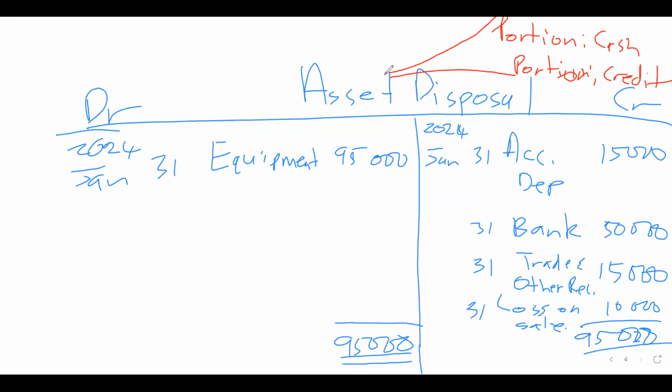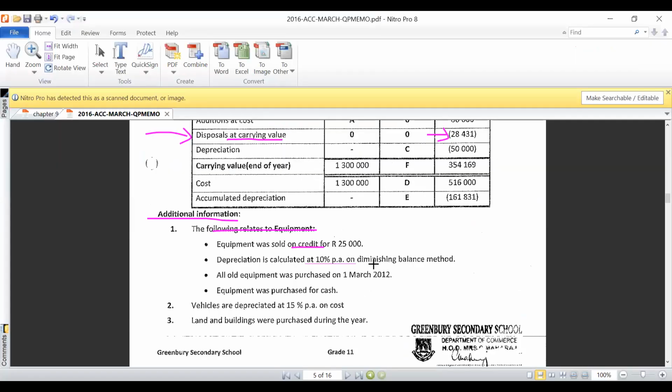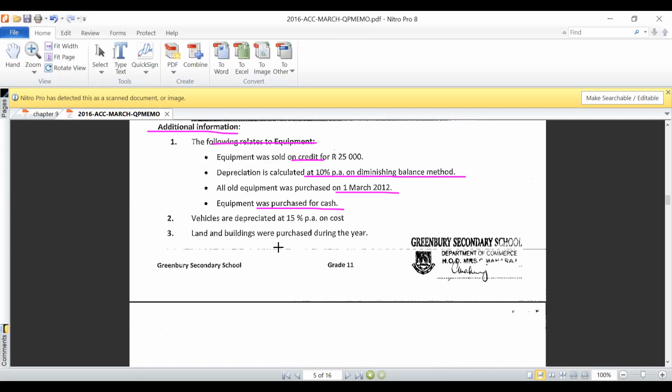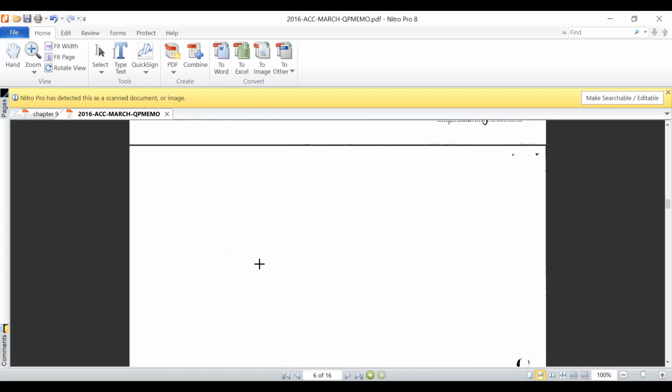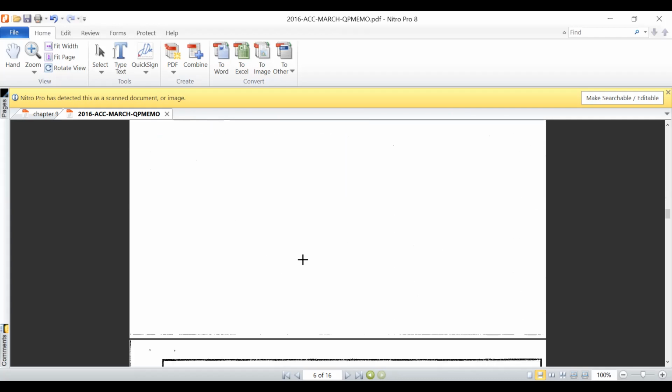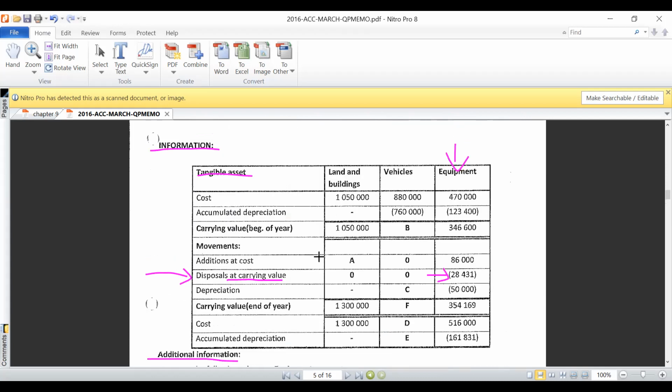All right. Let's go back. Then depreciation is calculated at 10% per annum according to the diminishing balance method. All of the equipment was purchased on the 1st of March in 2012. Equipment was purchased for cash. All right, no problem. Then there's nothing else in the additional information that has to do with the equipment. So what do we do, my brother? We now focus on the column equipment in the tangible assets so that we can take the relevant information there. Is it okay, young man?